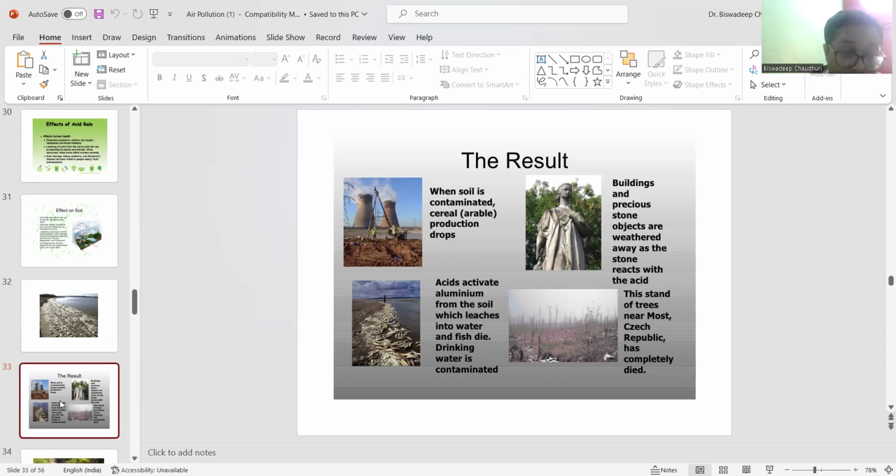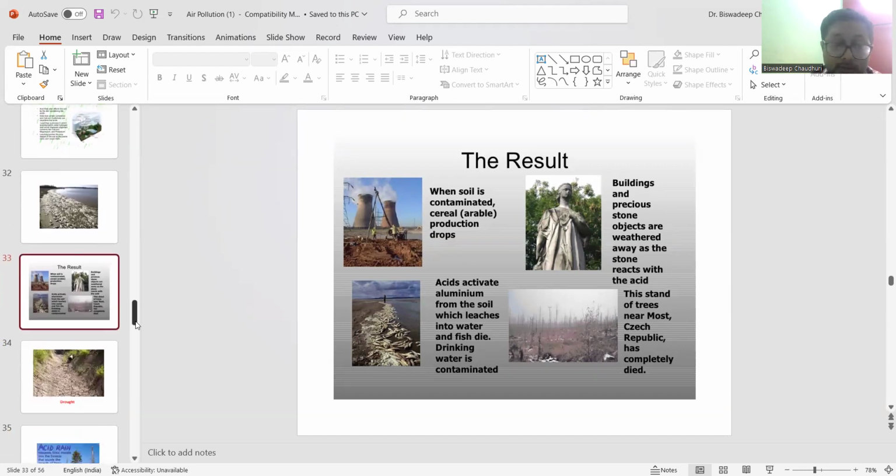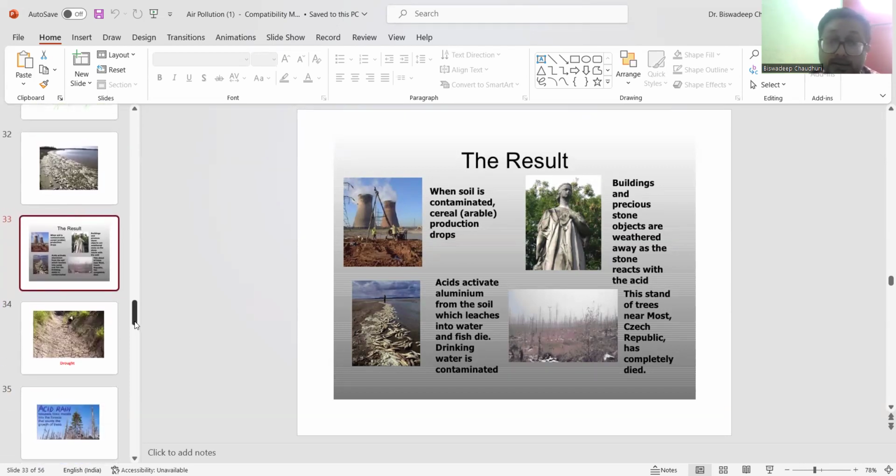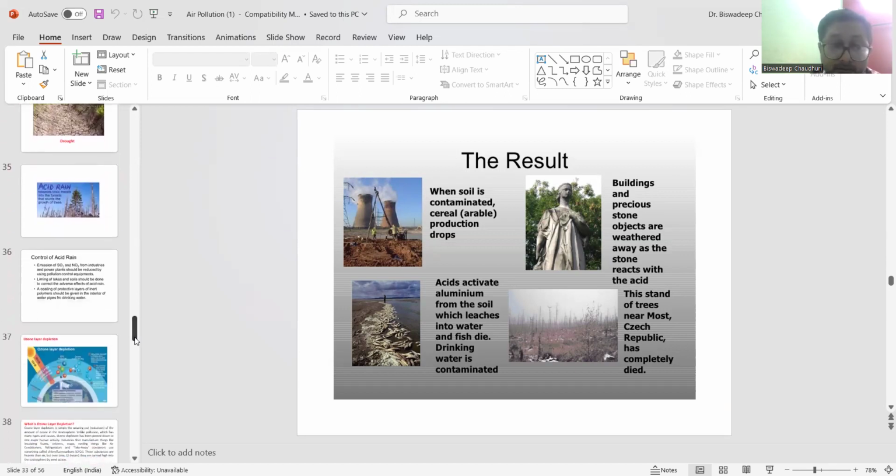So acid rain plays an important role in our day-to-day life. May not be directly, but indirectly, it is very much important for our daily lives, to save our entire ecosystem.